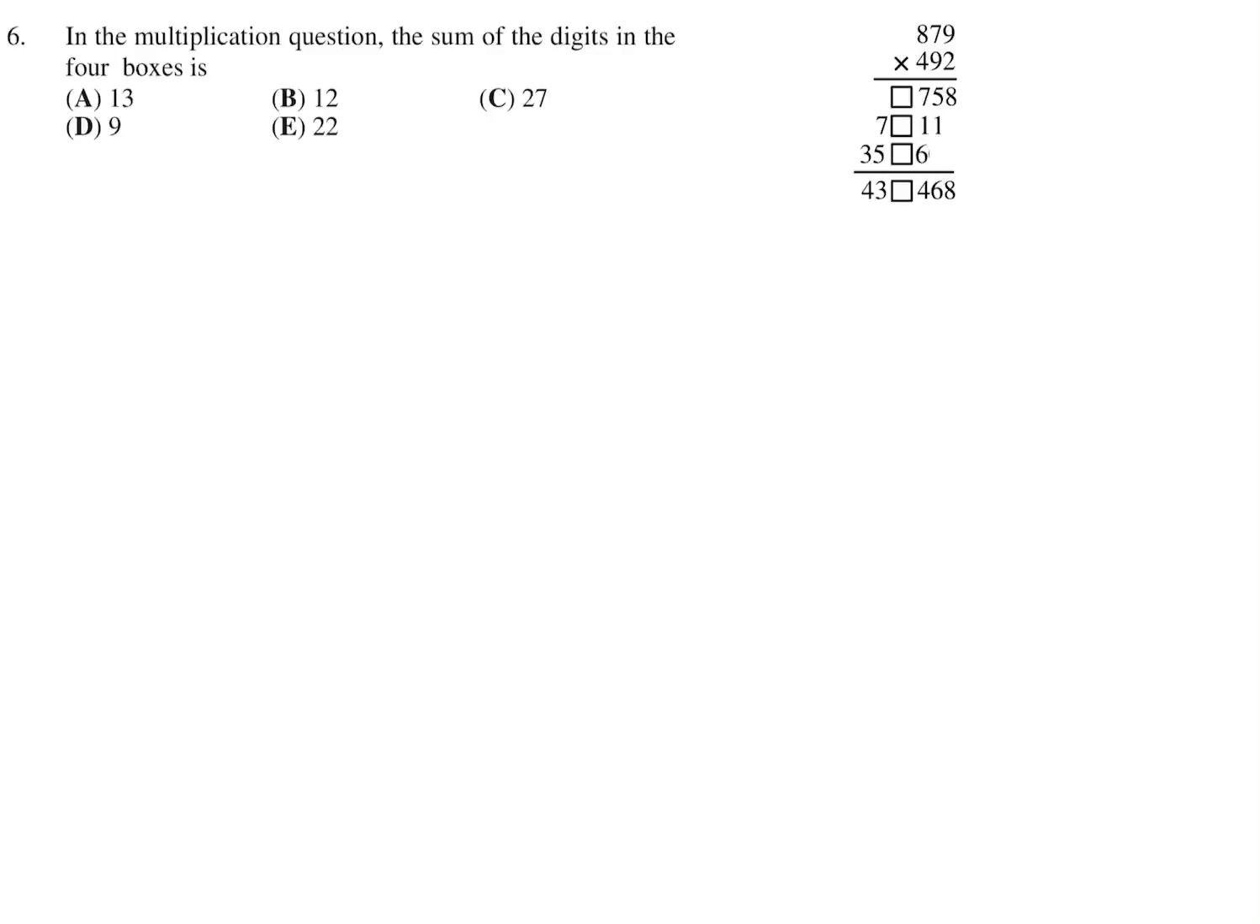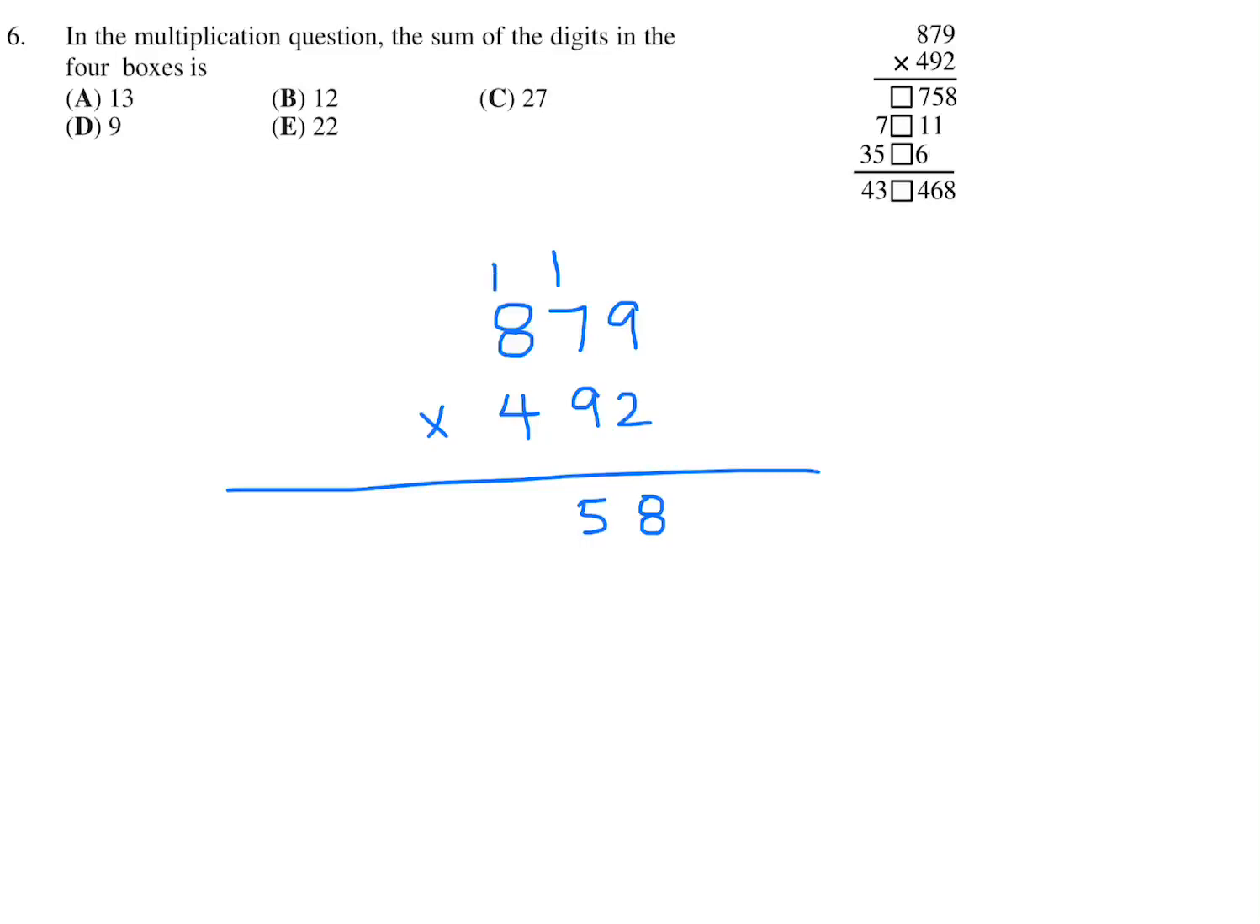In the multiplication question, the sum of the digits in the 4 boxes. All right, going back to old school here. I've gotten used to a calculator that I don't even do it manually, but let's do it. 2 times 9, we've got 18. Carry the 1. 2 times 7 is 14. Plus 1 is 15. Carry the 1. 2 times 8 is 16. Plus 1 is 17. So I think we got one of the boxes, which is right there.